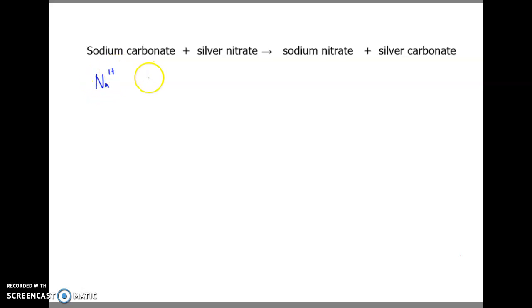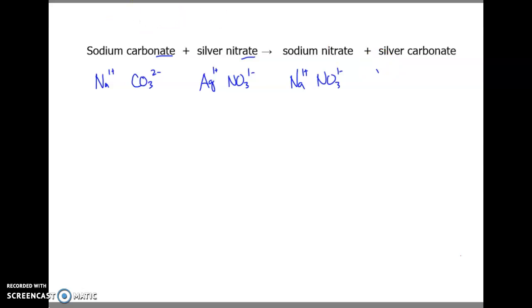1 plus. Carbonate, the ATE ending kind of indicates that it's a polyatomic ion. So we're going to put the polyatomic ion carbonate, which is CO3, 2 minus. Silver is Ag. It is a 1 plus. And nitrate is another polyatomic ion. It's NO3, 1 minus. Sodium over here, Na. Well, it's the same as the sodium over there, I guess. And NO3, we're just repeating what we already looked up.